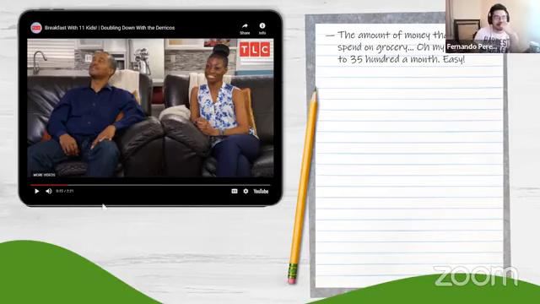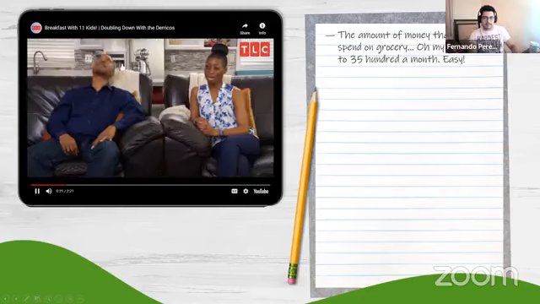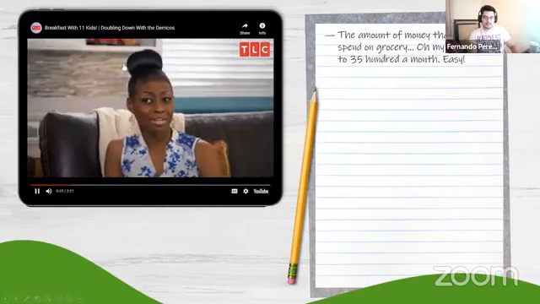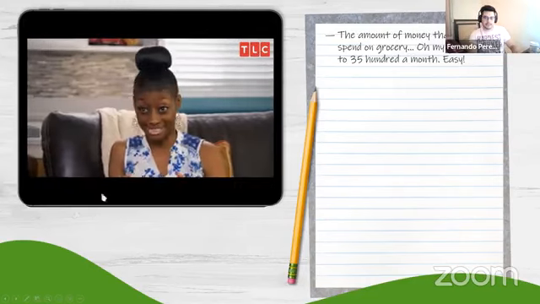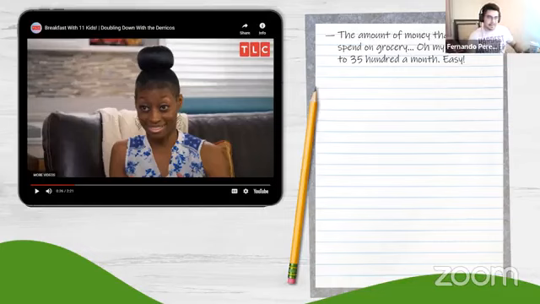The amount of money that we spend on grocery, oh my gosh, 25 to 35,500 a month, easy. Confirmation. Let's listen. The amount of money that we spend on grocery, oh my gosh, 25 to 3500 a month. Easy. No problem, right? Yes. Perfect.